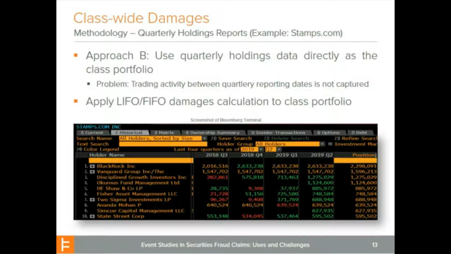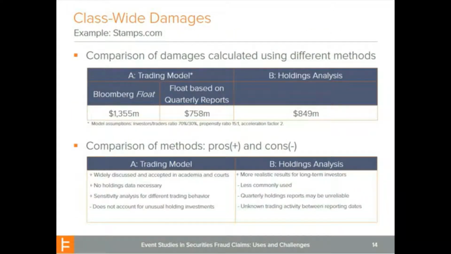As a summary of this section and this class-wide damages problem, we've got here a breakdown which shows that if you're using this trading model, you actually get fairly different numbers depending on whether you use Bloomberg's reported floating percentage or that 45% that we calculated. The interesting thing we wanted to highlight with this slide is that the two modeling approaches, the trading model and the quarter-to-quarter holdings analysis, actually put you in reasonably close proximity to each other. You get in the same ballpark, at least in the stamps.com toy example we've done here. You're somewhere in the upper 100 millions.